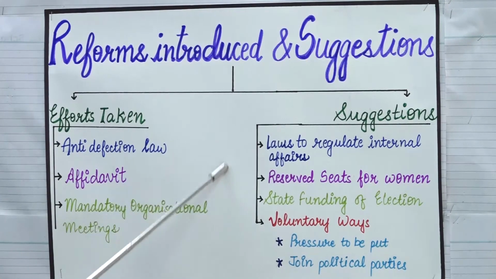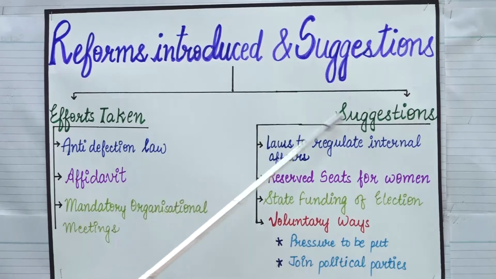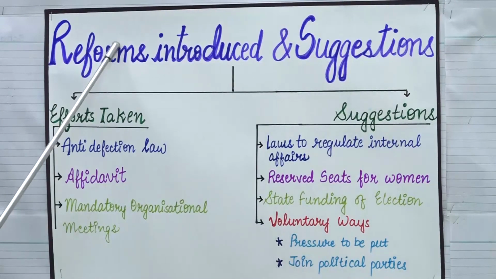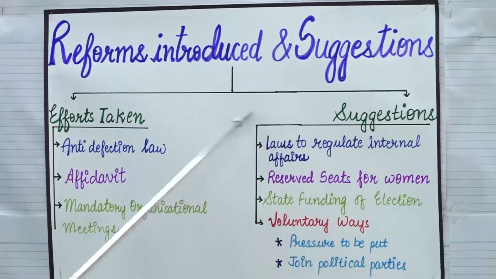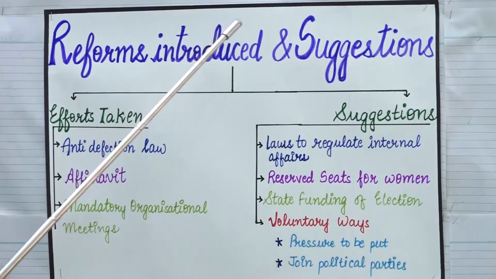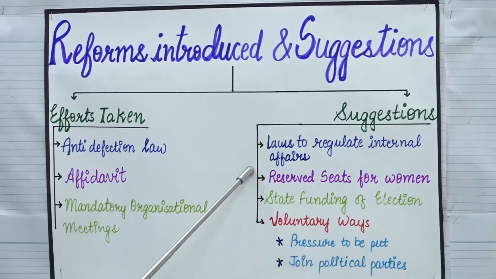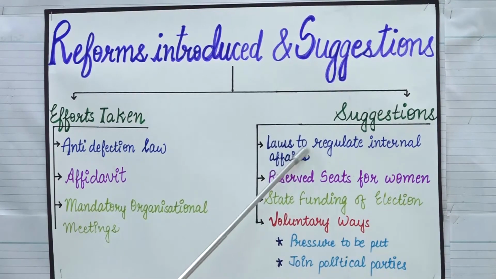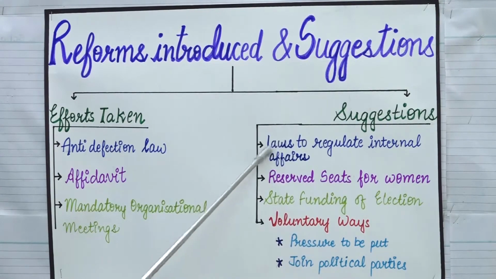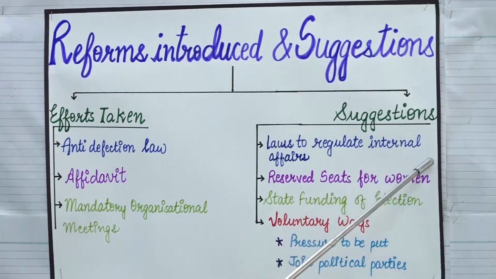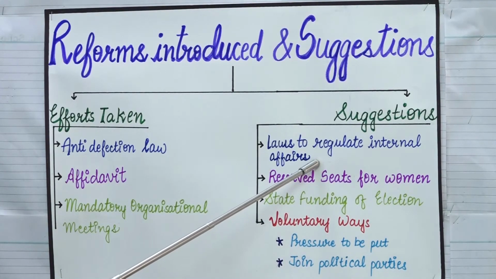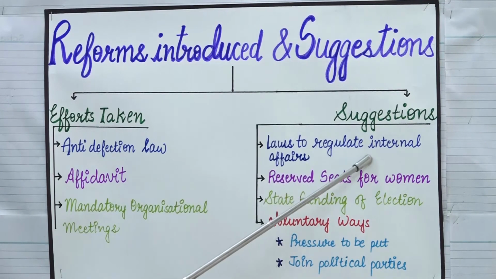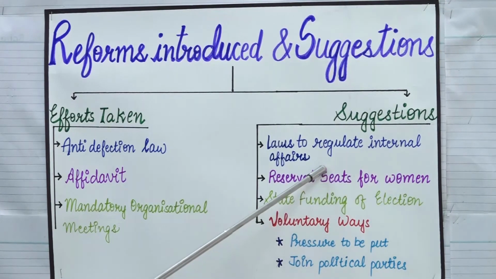Now let's talk about what else can be done to reform the political parties. So here are some suggestions. The first way to reform political parties is laws to regulate internal affairs. There should be some laws which may regulate the internal affairs. As I told you earlier also, there are some parties who do not follow the norms which they should follow.